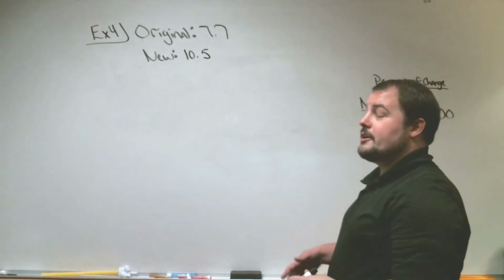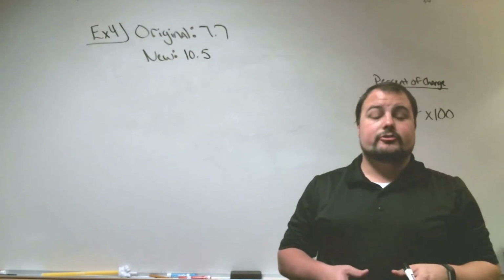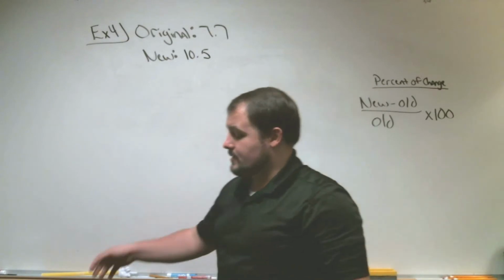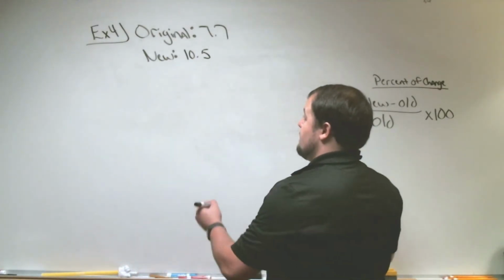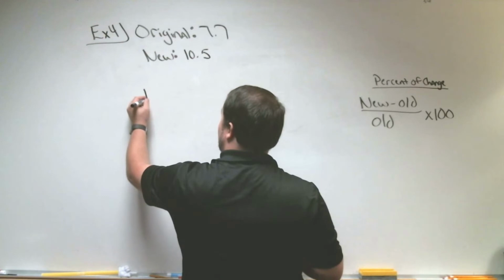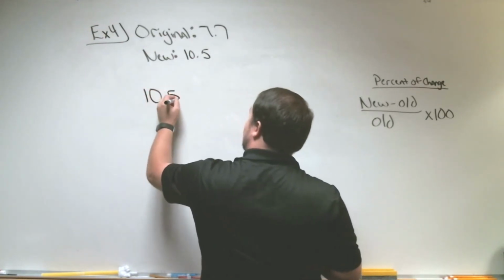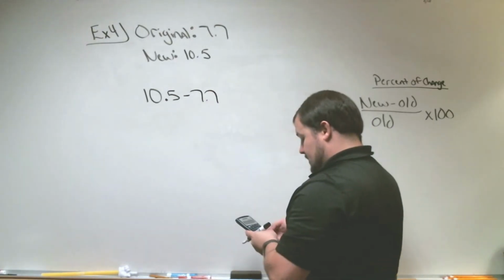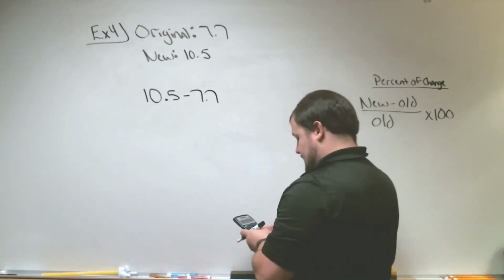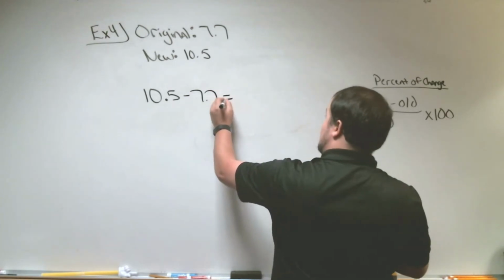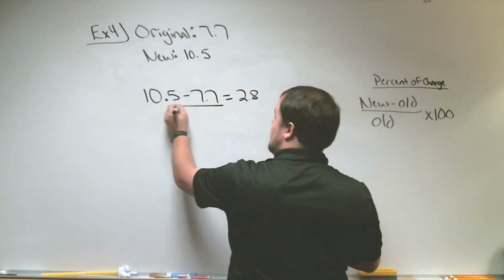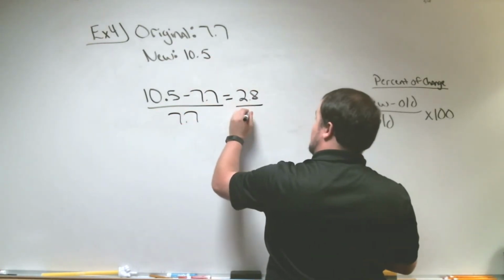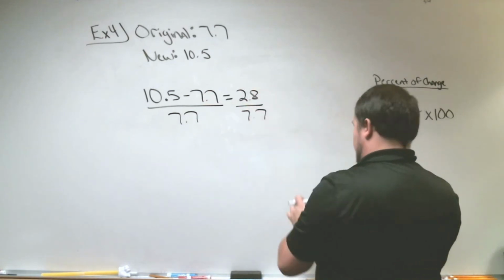In example 5, we're going to look at something that deals with decimals. Decimals are treated the same way. It doesn't matter. We can still find their percent of change. All we do is take our new number minus our old. So we have 10.5 is the new number. 10.5 minus 7.7. We're going to go ahead and subtract those. Type them in the calculator. 10.5 minus 7.7. This is equal to 2.8. And we're going to divide that by the original. And the original was 7.7. So we're really figuring out what 2.8 divided by 7.7 is.